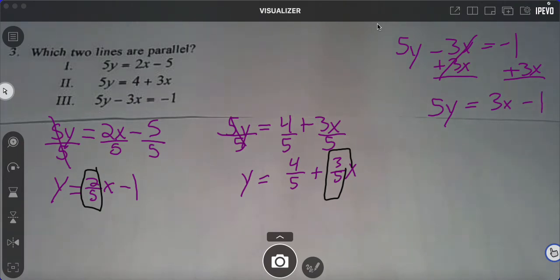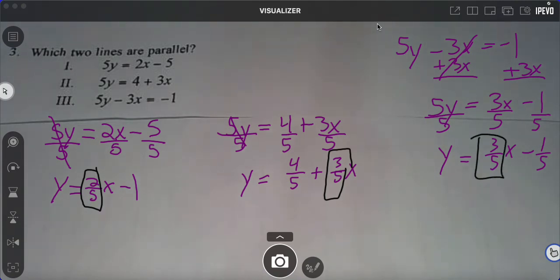Then what would I do? Does everybody understand what I did first? I moved my 3x. Now I will divide everything by 5. I'm trying to see which two slopes match. Oh. Y equals 3/5 x minus 1/5. So that's this one. That's that slope. So which ones match? That would be the second one and the third one. The second and the third match.